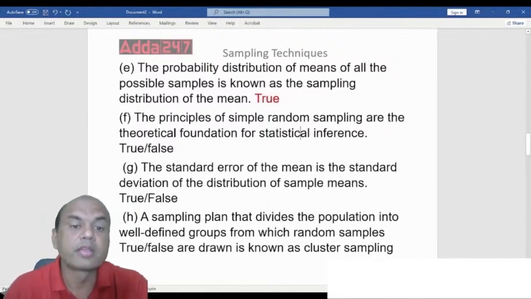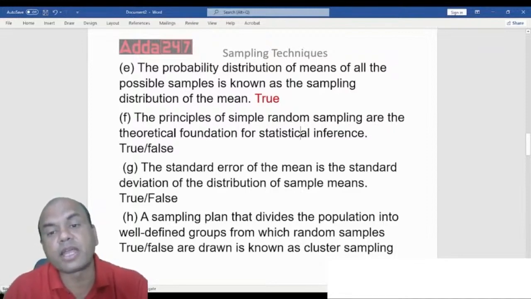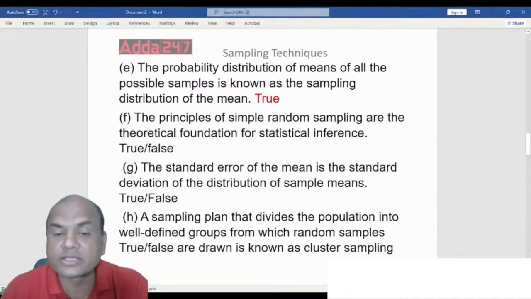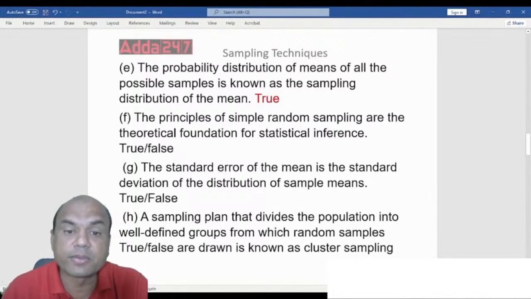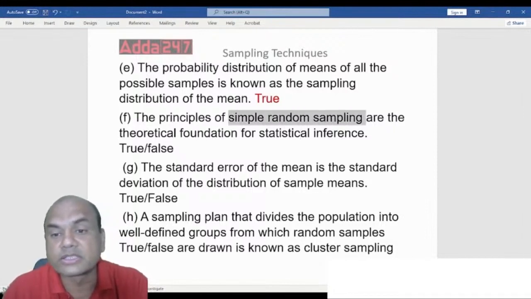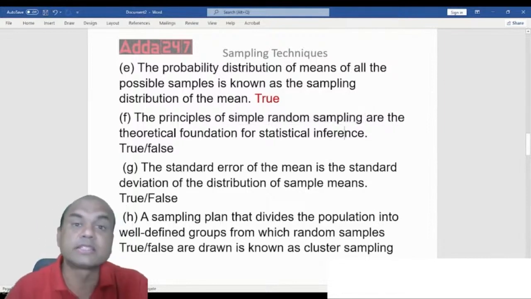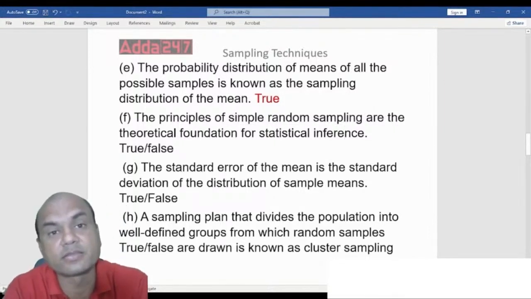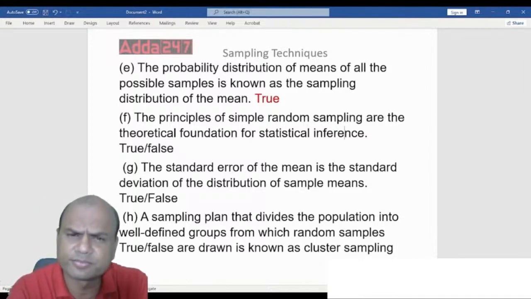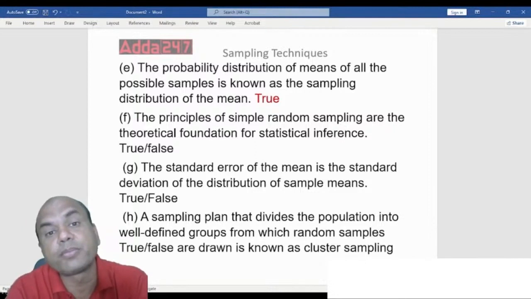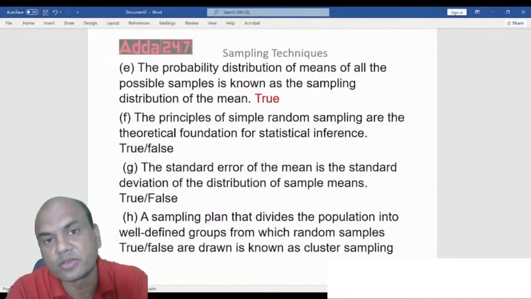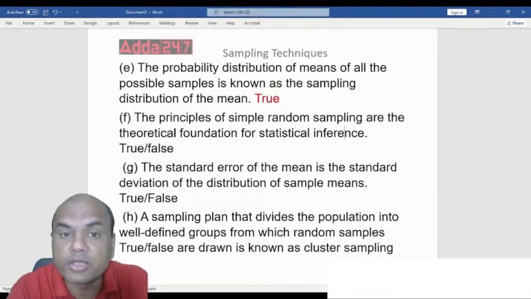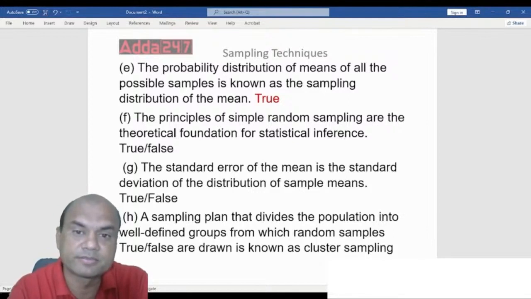Got it? Next one. The principles of simple random sampling are the theoretical foundation of statistical inference. What is this? Principles of simple random sampling. So just now what did I tell you? What are the four types of samplings? One is simple random, second is systematic, third is stratified, and last one is cluster, right? So which one is the best sampling? Base you can call it. Base of any sampling techniques or base of statistics. Among these four, which one is considered as a base, everyone?